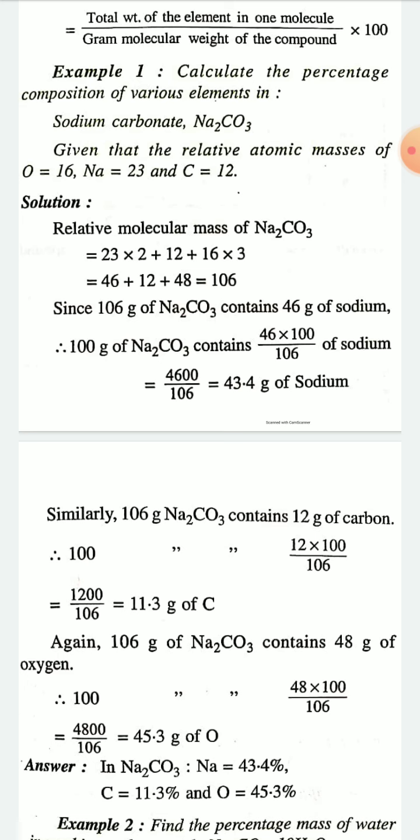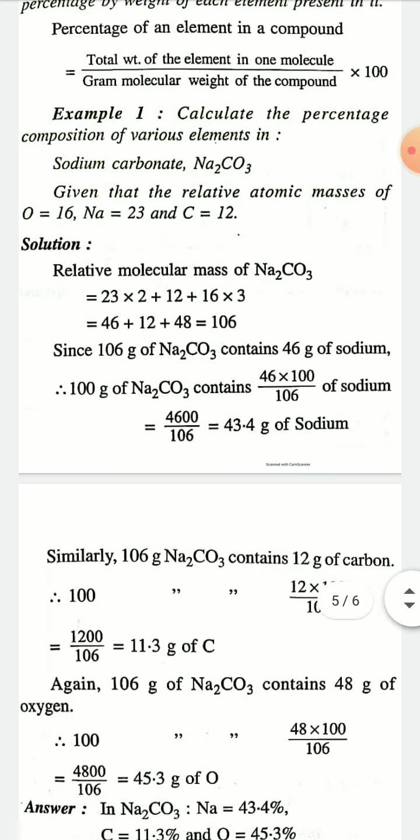So the percentage composition of sodium in sodium carbonate is equal to the mass of sodium atoms present in one molecule of sodium carbonate, which is 2 into 23, that is 46, divided by the total mass of the given compound, Na2CO3, which is 106, into 100. So it becomes 43.4 gram of sodium.